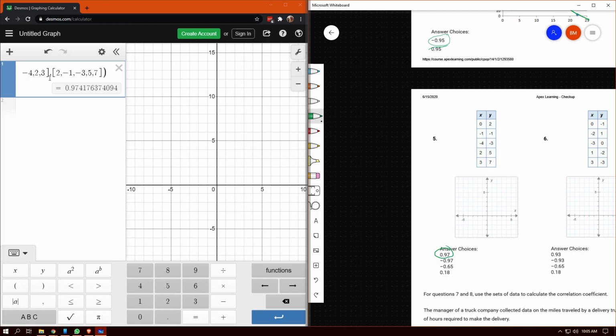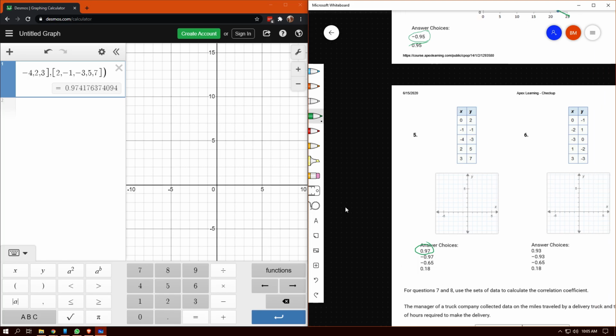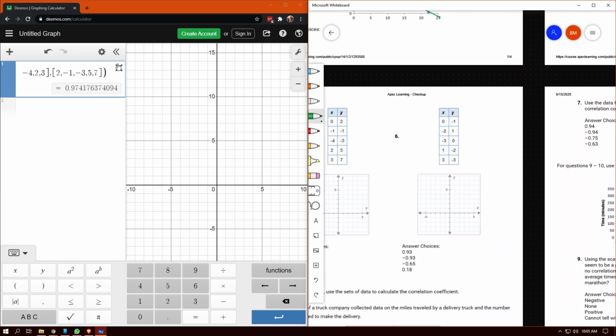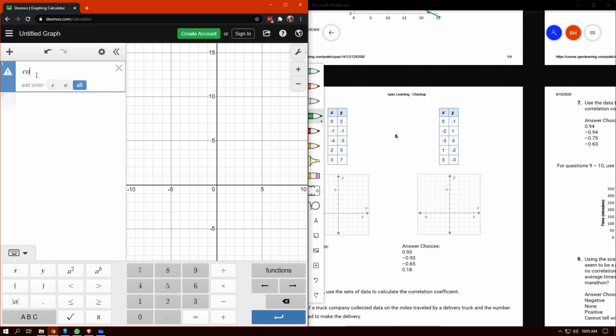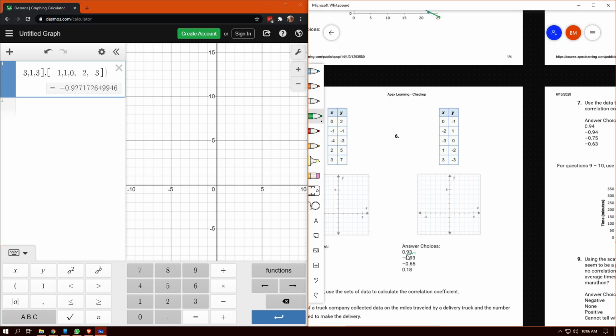All right, so I have to just put it in this form. Brackets around the x values, brackets around the y values, and put a comma in between them. Let's do 6. So I need to do corr, bracket, I'm going to do 0. So it's a negative 0.93. Pretty easy, huh?